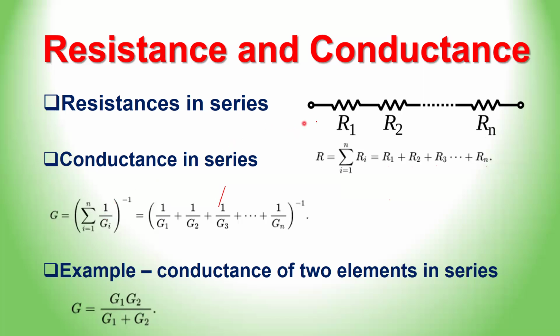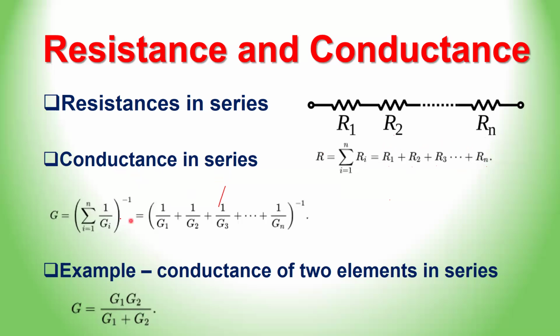Okay, so here we see that the resistances are shown to be in series. There are up to n number of resistances, starting from R1, R2, and Rn. Analytically, we can write that R equals the sum of resistances Ri, where i is equal to 1 up to n. That is then equal to R1 plus R2 plus R3 up to Rn. So there are n number of resistances.